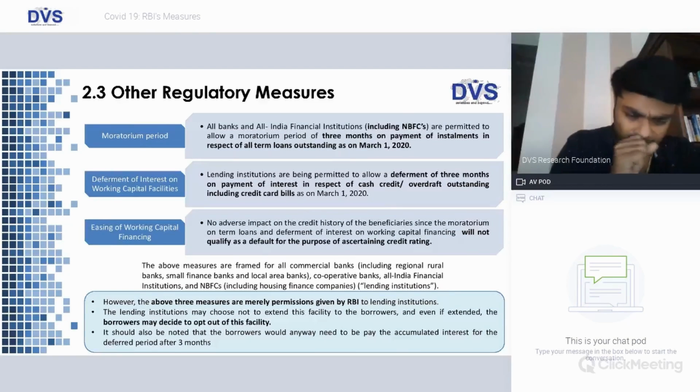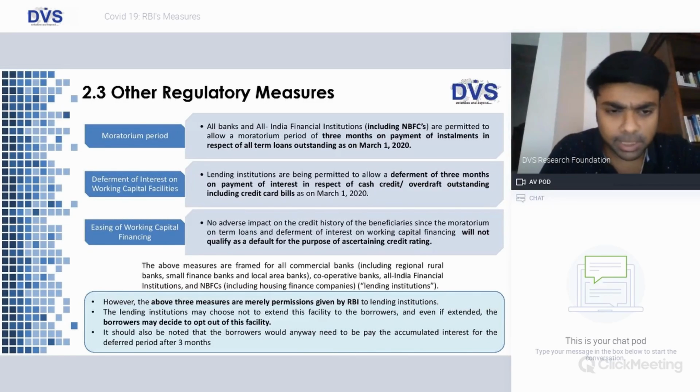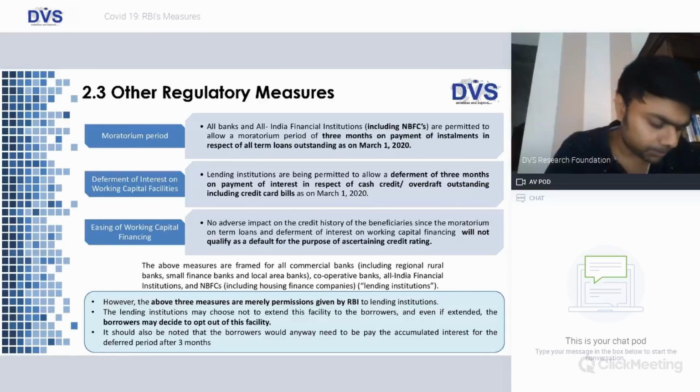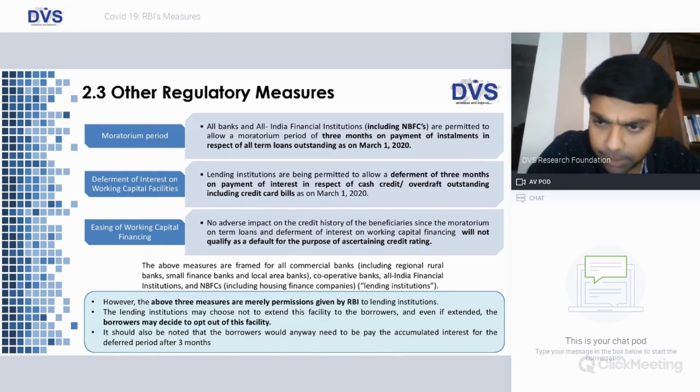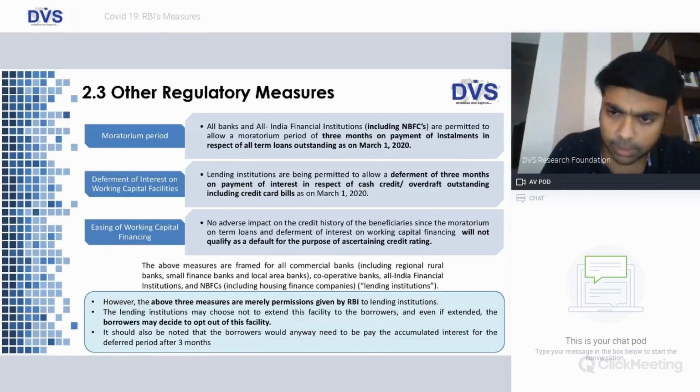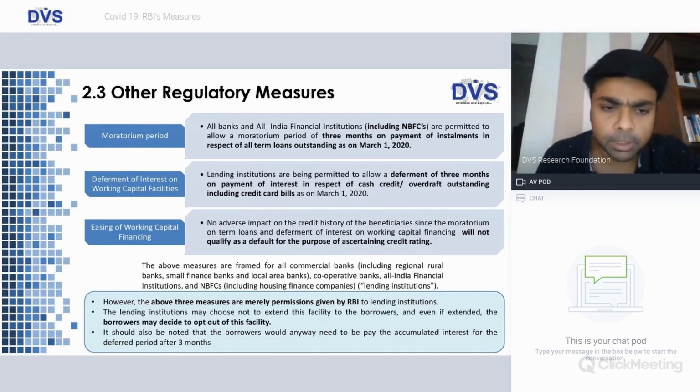All these are only recommendatory frameworks, because RBI cannot infringe into individual credit policies. But from what we are given to understand, interacting with decision makers at various banks and NBFCs, the benefit of extension of 3 months of repayment would be made available to all standard accounts, which are non-NPA accounts at this point in time, and it's only going to be made optional to borrowers.